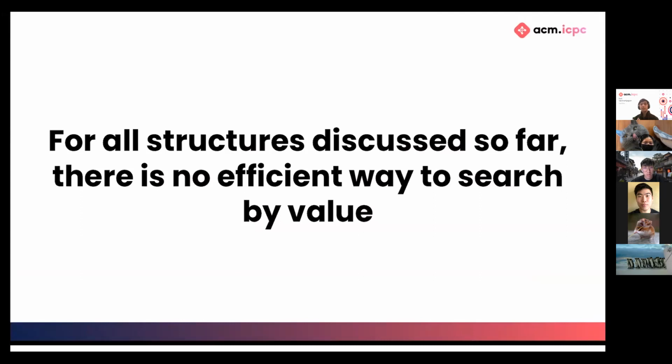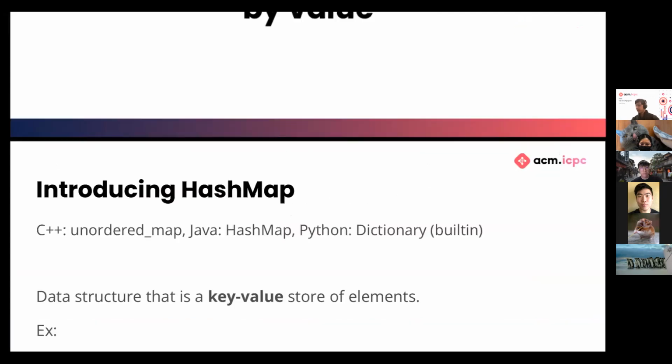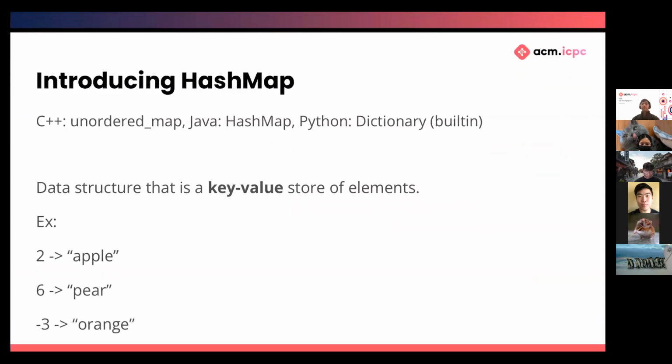Something that we've seen through all of these data structures that we've been going over is we don't have an efficient way to search by value. If we want to get a specific value out of an array or a linked list, we have to iterate through the entire array, the entire linked list, and match the value. So a data structure we can use to expedite that problem is the hash map.